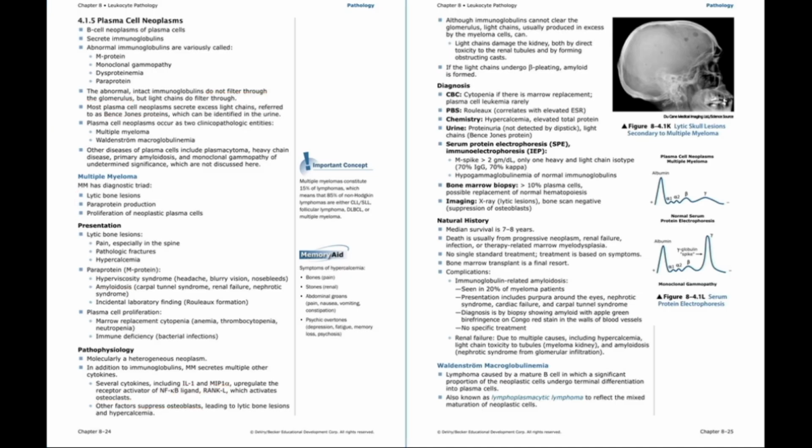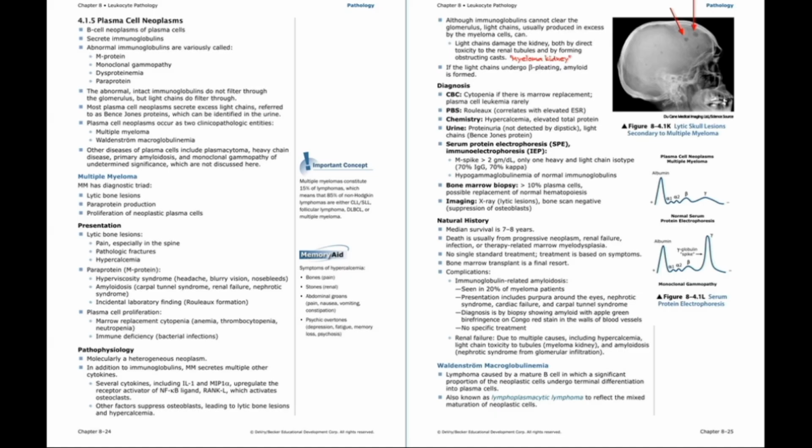Here we can see these discrete, punched out areas of decreased bone formation secondary to RANKL activation of the osteoclasts. Although immunoglobulins cannot clear the glomerulus, the light chains, usually produced in excess in this neoplasm, can. These light chains can directly damage the tubule by toxicity to the renal tubular cells, and they can also form obstructing casts. This leads to so-called myeloma kidney. In addition, the light chains can undergo beta pleating and form amyloid.